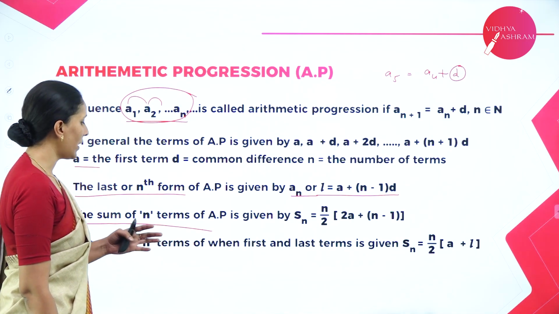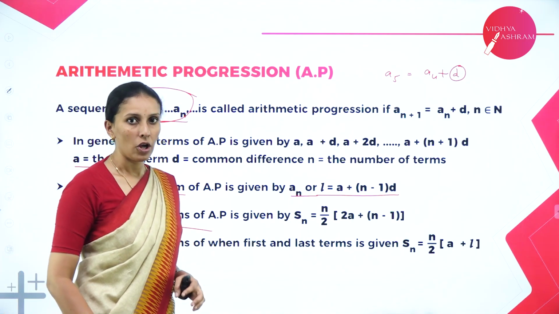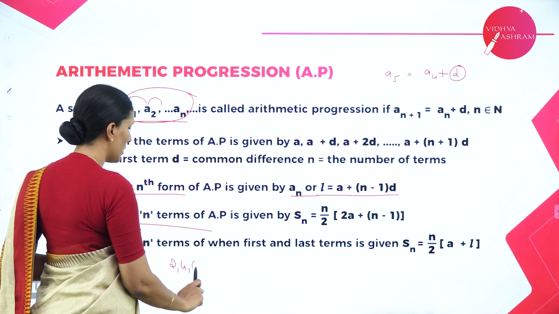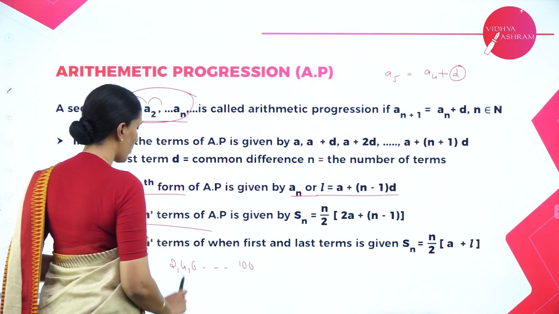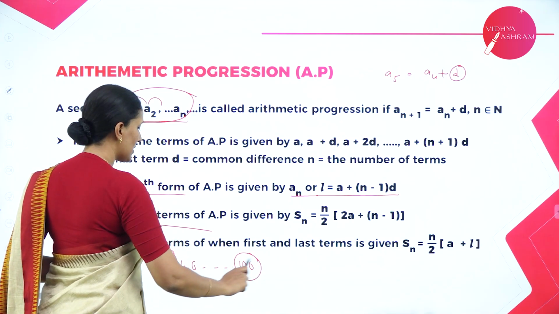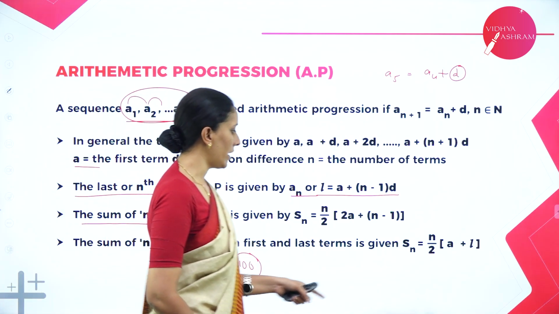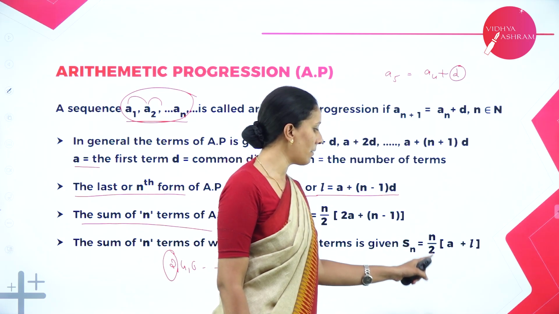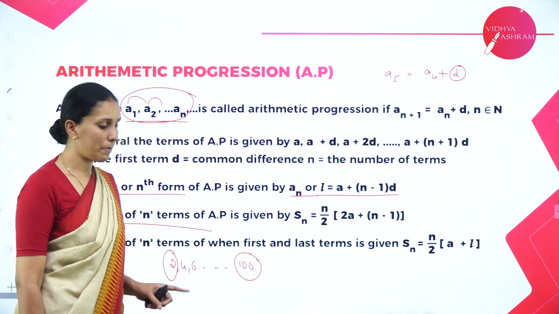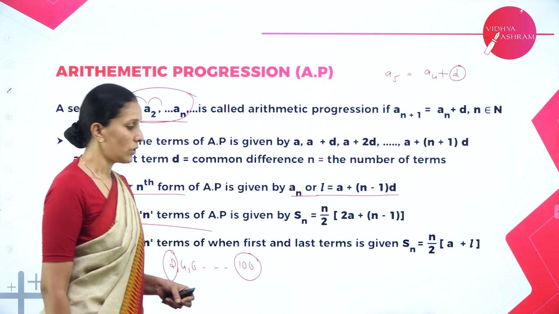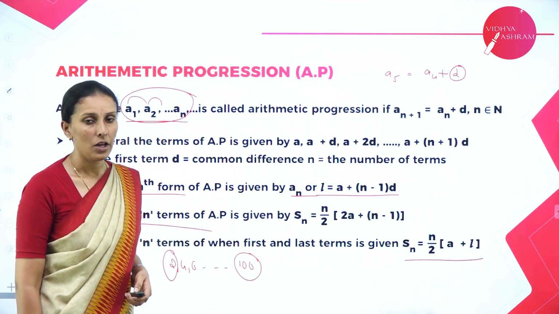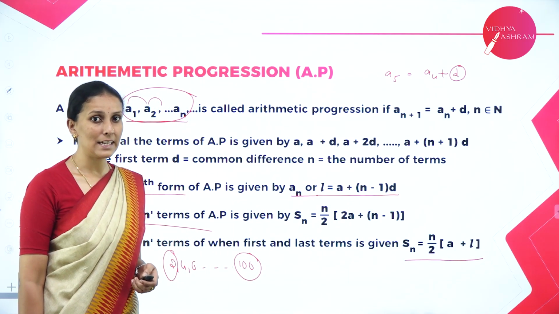Next we have the sum of n terms when the first and last term are given. For instance, we have a sequence of numbers 2, 4, 6 until 100. Here we know the first term and the last term. Now we need to find the sum of all these numbers. In such a case, we can use the formula n by 2 into a plus L, provided you know how many terms are present in the given sequence. Therefore, Sn is equal to n by 2 into a plus L, where a is the first term and L is the last term.